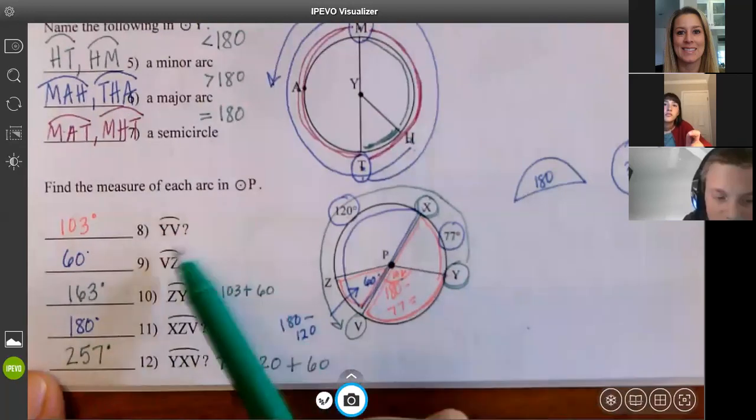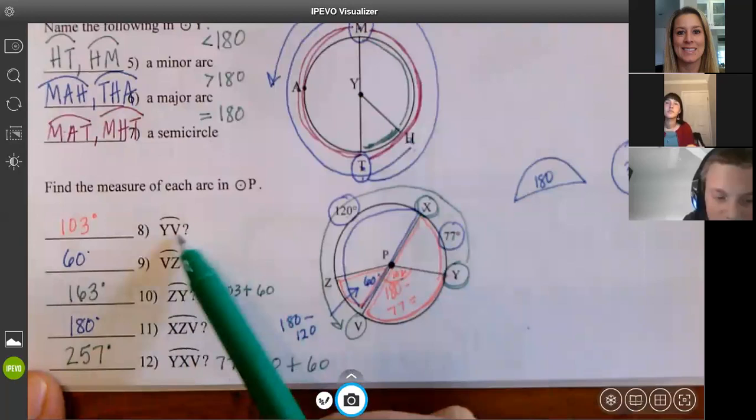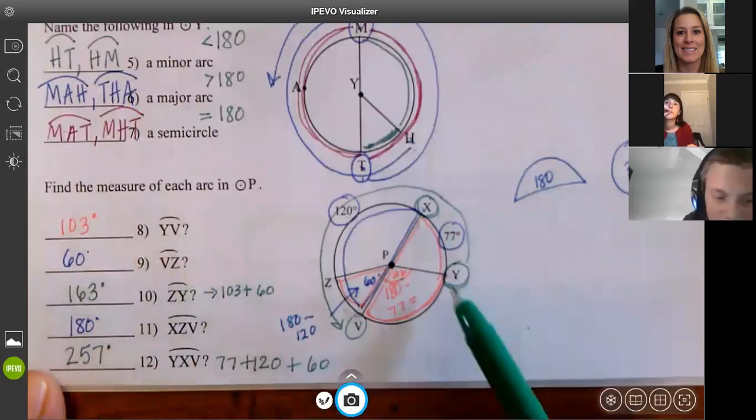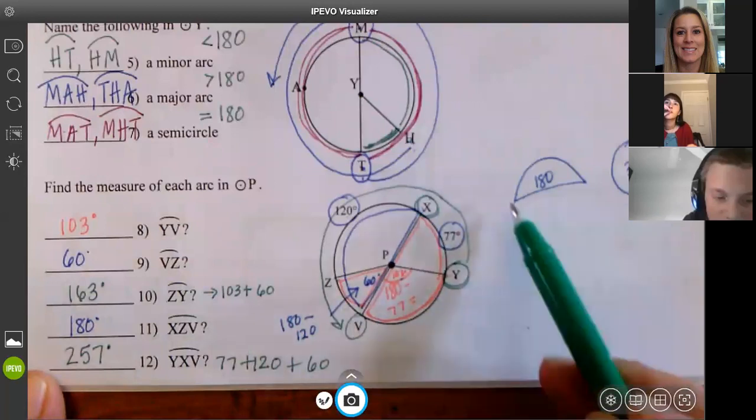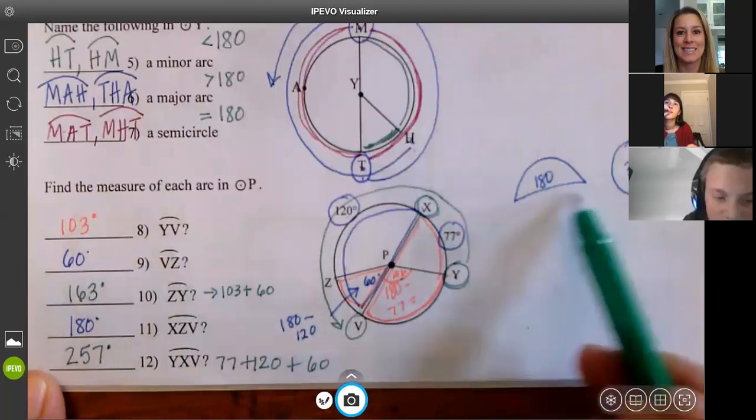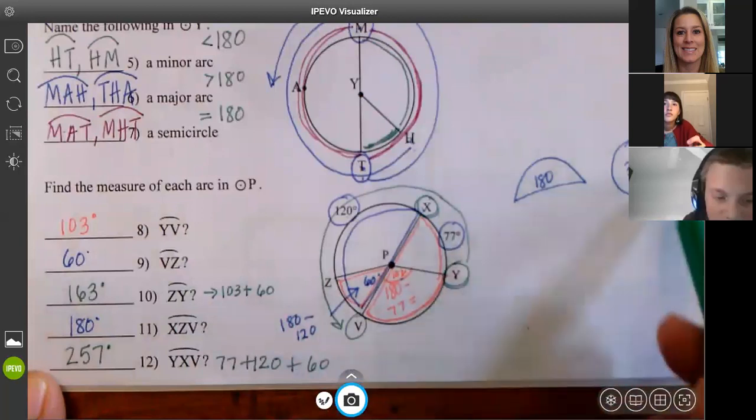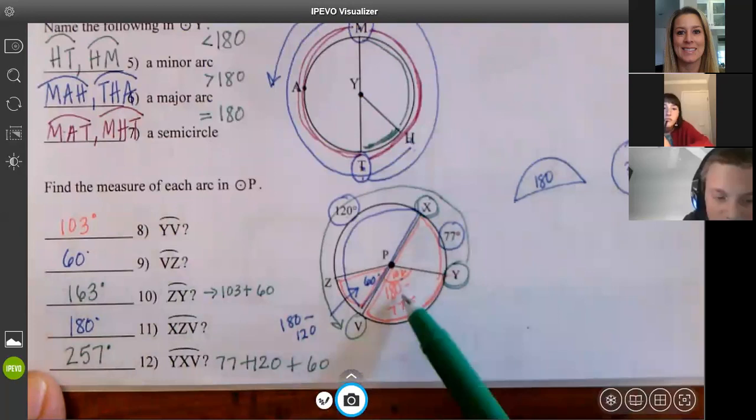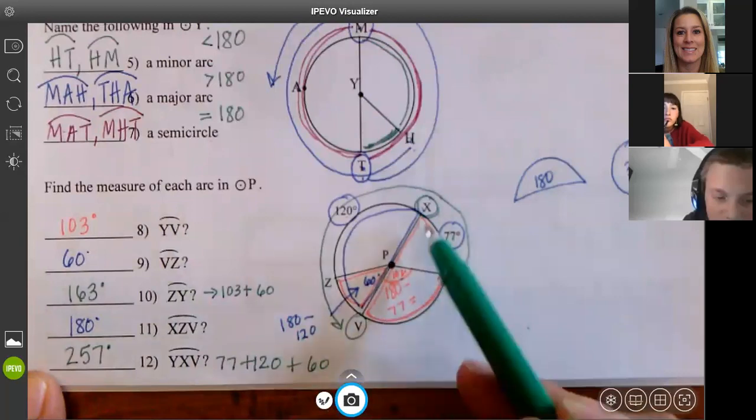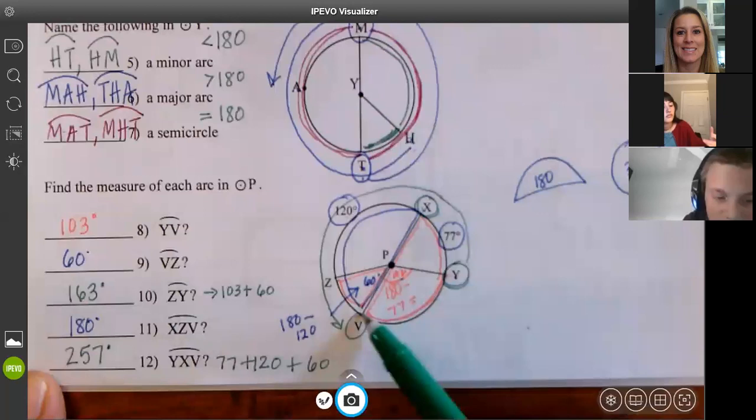So Y to V. I'm always looking to see, and I have examples over here, that a half circle is 180 degrees and the entire circle is 360. So I look to see what I have. For Y to V, in this orangish, pinkish color, that's 180 degrees. So I did 180 minus 77 to get 103.